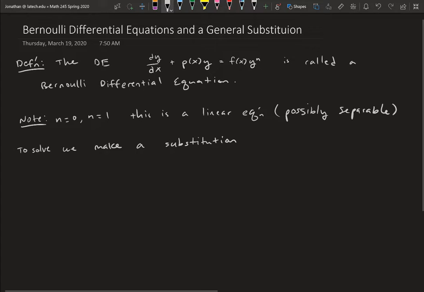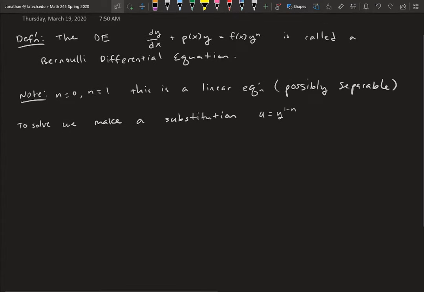So let's look at the substitution. We make a substitution here: u equals y to the 1 minus n. So we make this substitution, u equals y to the 1 minus n. Whoops, I misspelled substitution up here. Oh well, I'll fix it later.